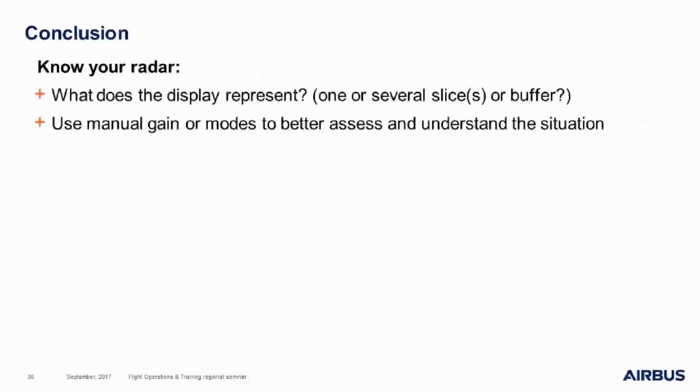As a conclusion, we can say that it is very important that the flight crews know their radar. What does the display represent? Is it one or several slices? Is it the superimposition of two beams? Or is it the 3D flattening of a buffer? Then, depending on that, you have to use manual gain modes in order to better assess and understand the situation. Once again, it is the mental image of the weather that you will make in your own brain that will be the way to decide if you avoid or not a situation.